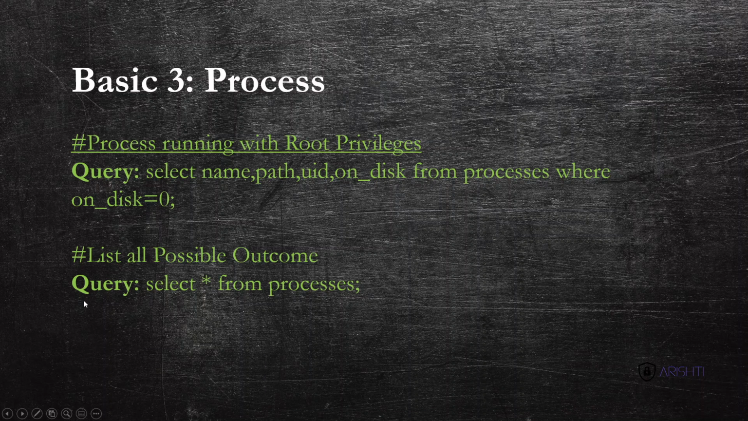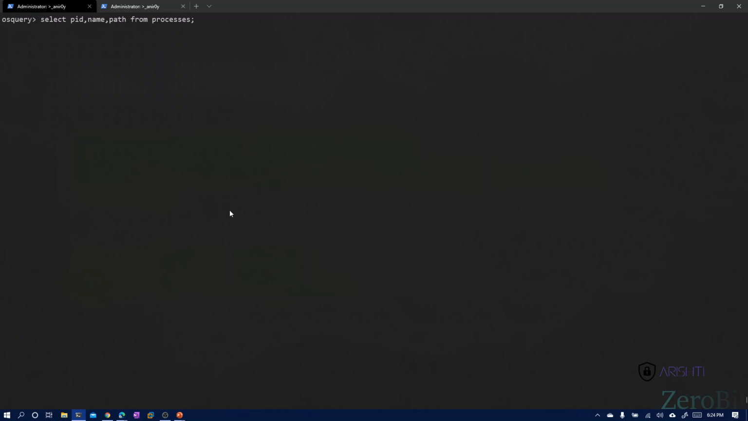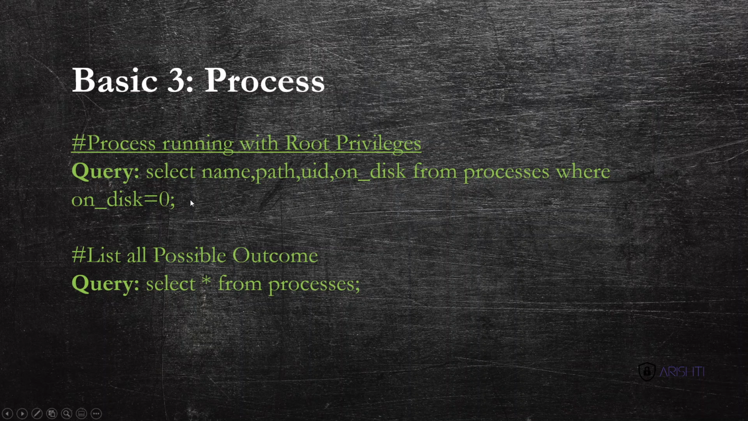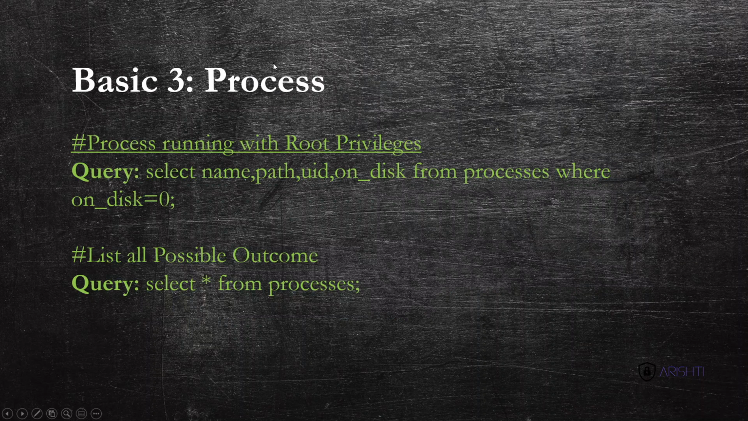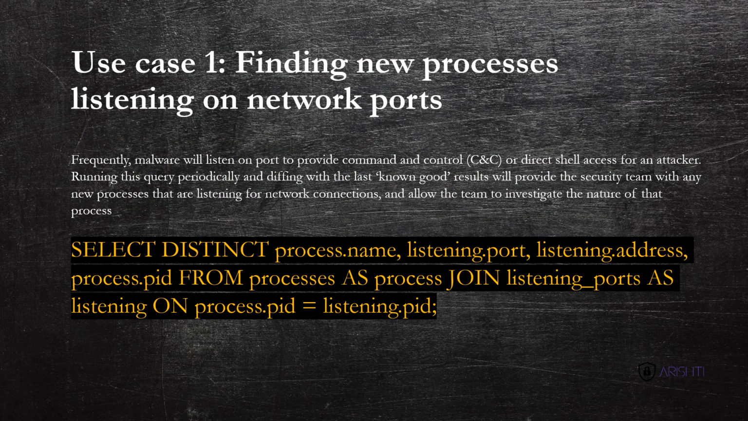Okay, the other one is where you can look for processes running as root or not. With the same command, you just add where uid is equal to 0, and that will list all those processes running with root privileges. That works much better in Linux than Windows for some reason, I'm not sure why. So far these are the basic commands you can run on your system, and now let's talk about some use cases. Let's suppose I want to find new processes listening on network ports.